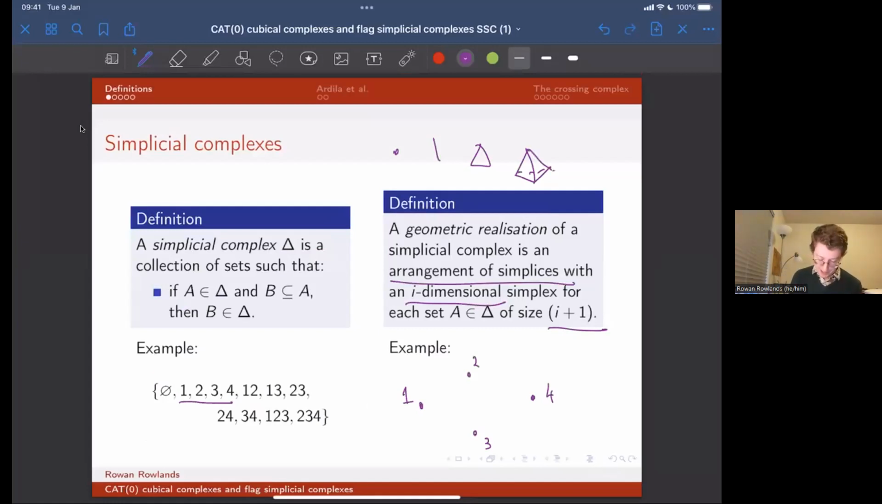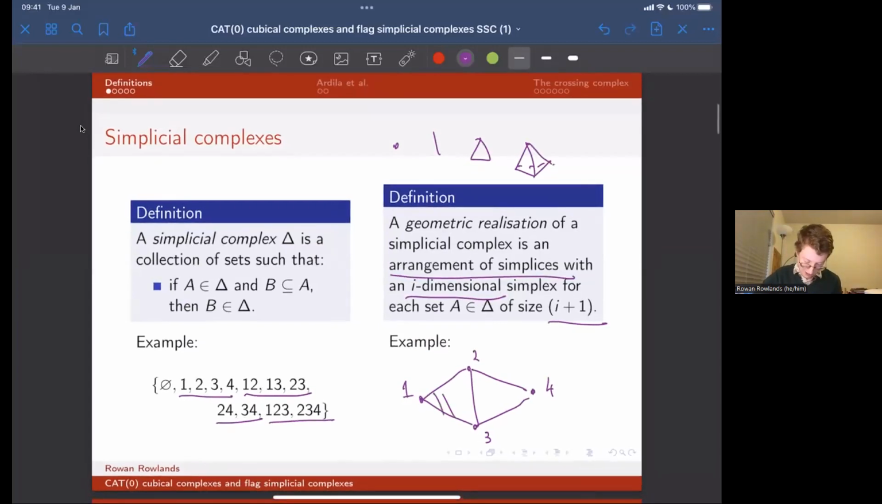And then we have some sets of size 2. They correspond to one-dimensional simplices, which are line segments or edges. So I'll draw an edge between 1 and 2, 1 and 3, 2 and 3, 2 and 4, and 3 and 4. And then lastly, we have these sets of size 3, which correspond to two-dimensional simplices or triangles. So I'll fill in this triangle between vertices 1, 2, and 3, and between 2, 3, and 4. Okay, so that's the geometric realization of this simplicial complex.